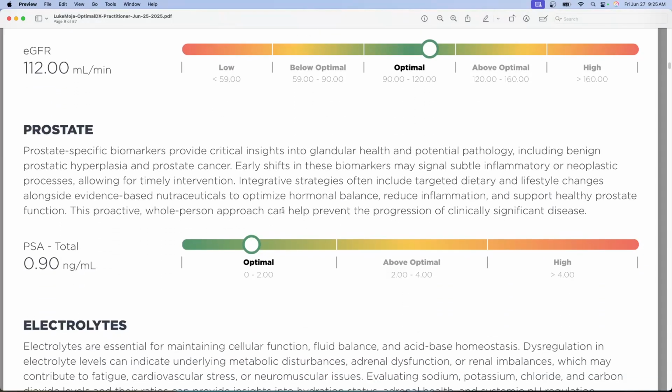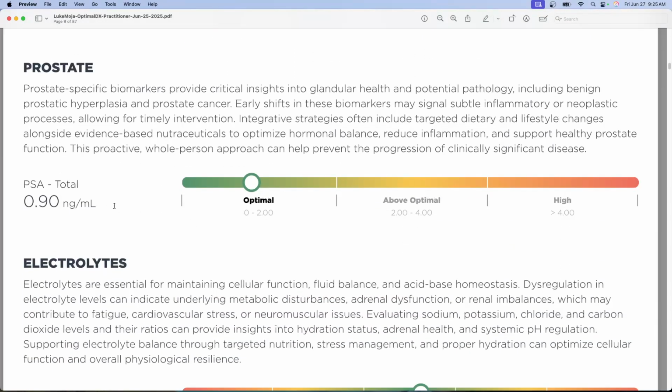All right, so prostate. I did run a PSA level on myself. That's a prostate specific antigen. The reason I ran this is I do have a family history of prostate issues, and I'm pushing 40 here, so I wanted to check and make sure everything was good. You can see my number, 0.9, right there in the optimal range. Definitely wouldn't want to see that above, certainly not above 4. Their optimal range goes to about 2. If it was above 2, I might start to feel slightly concerned, but anything above 4 is certainly high. We don't want to see that.